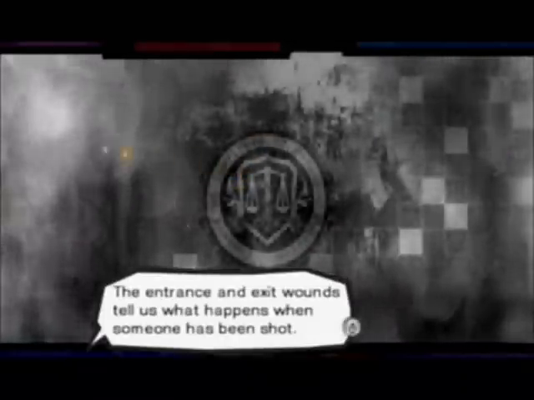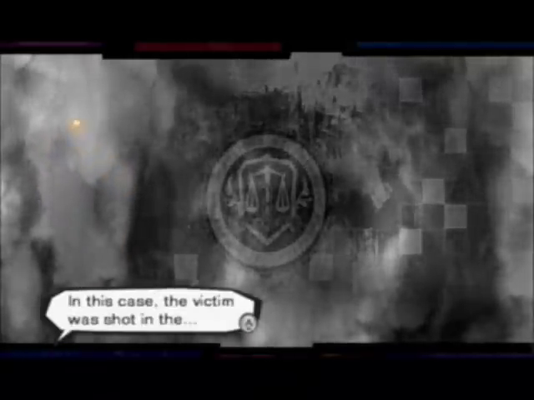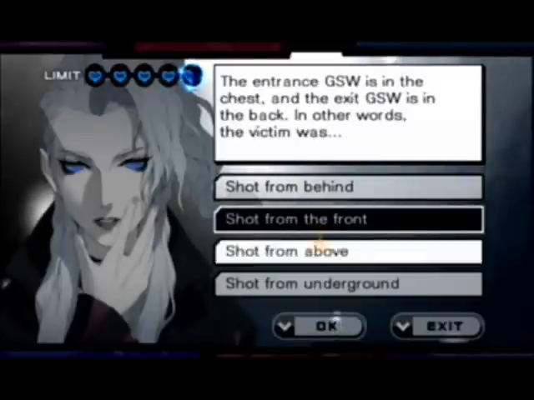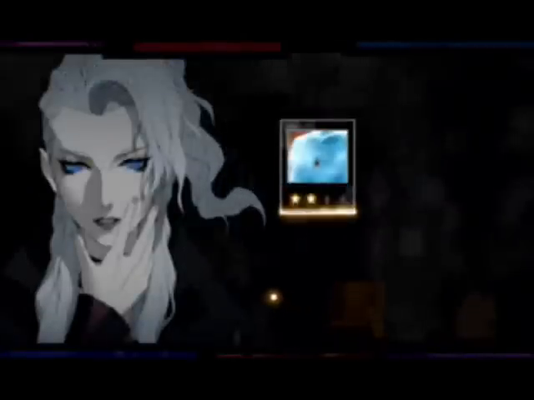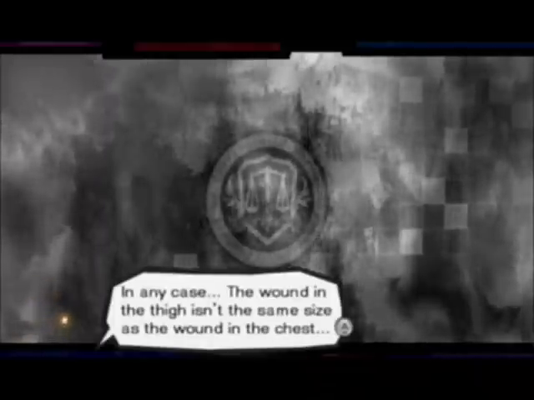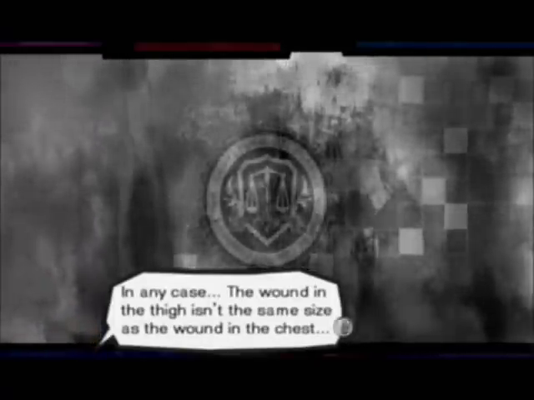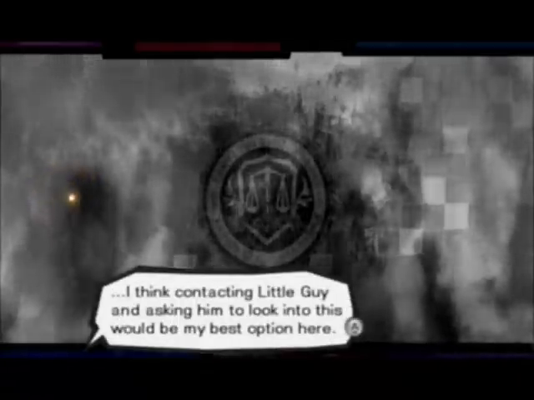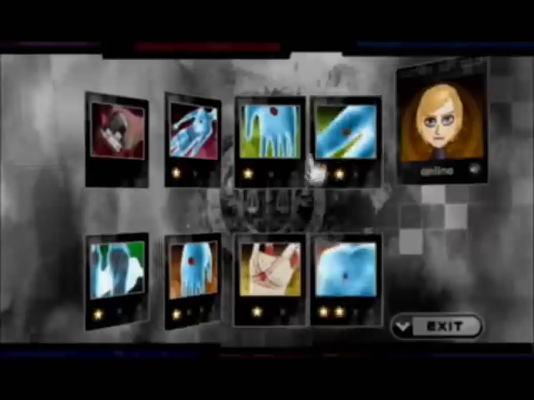The entrance and exit wounds tell us what happens when someone has been shot. In this case, the victim was shot in the... I do need to read these carefully. Yes. The bullet entered through the chest, creating the entrance GSW. It then passed through her body and out her back, creating the exit GSW. This proves that she had been shot from the front. In any case, the wound in the thigh isn't the same size as the wound in the chest. Could this mean that two different firearms were used? I think contacting Little Guy and asking him to look into this would be my best option here. There should be some more cards that combine, though.